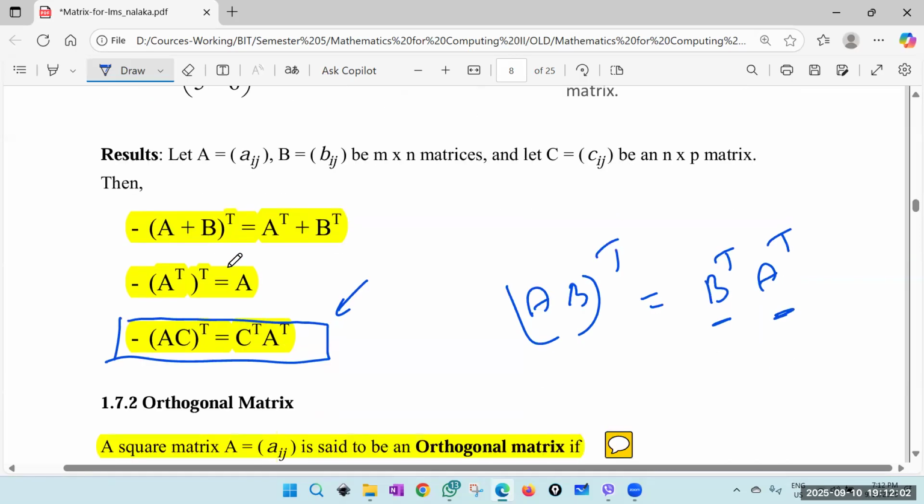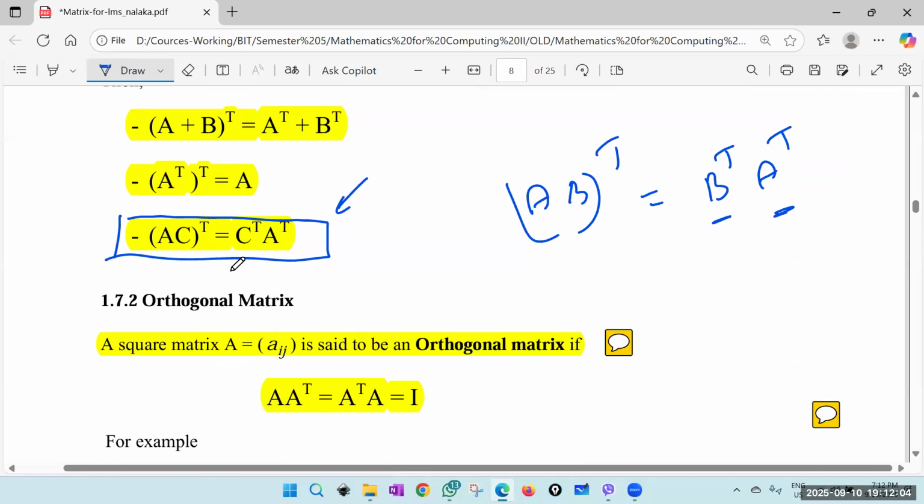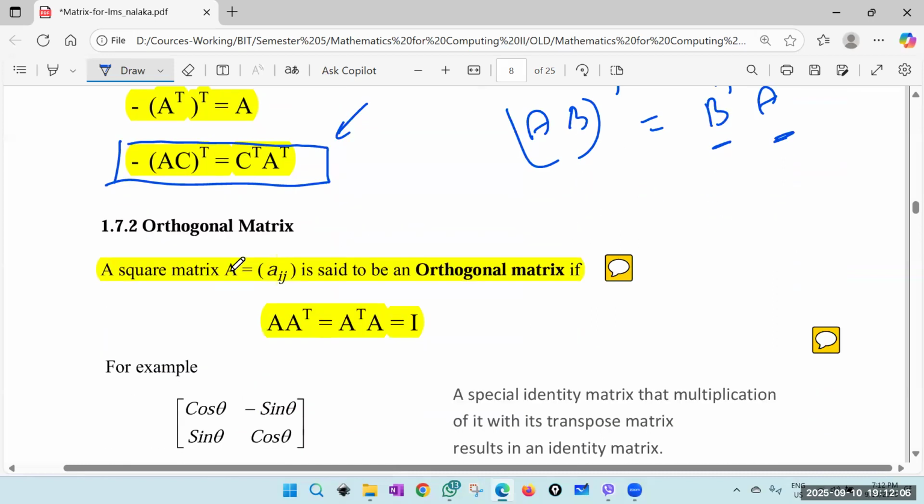And finally, we look at what an orthogonal matrix is. That is, if a matrix multiplied by its transpose matrix gives the identity matrix, in other words, the matrix's inverse is its transpose, then we call that an orthogonal matrix.